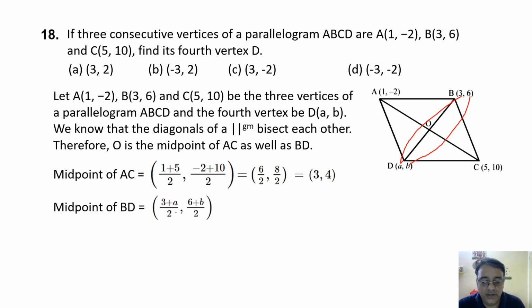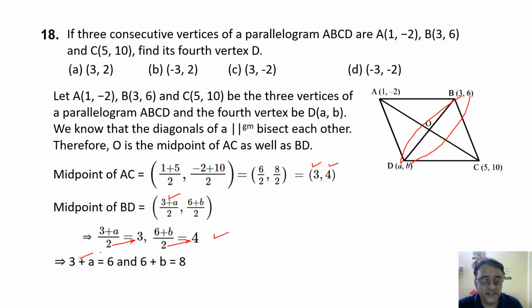So now we are going to equate these two coordinates because that belongs to the same point. So 3 plus A by 2 3 हो जाएगा and 6 plus B by 2 it will become 4. This step is clear? Yes, sir. Okay. So 3 plus A is equals to 6 and 6 plus B is equals to 8. Now shift 3 to this side, minus 3, 6 to this side, it will become minus 6.